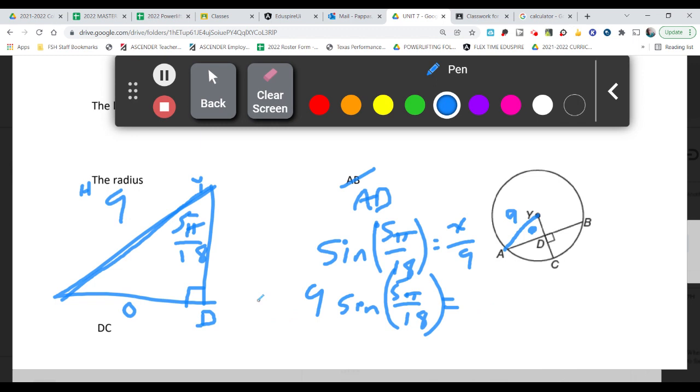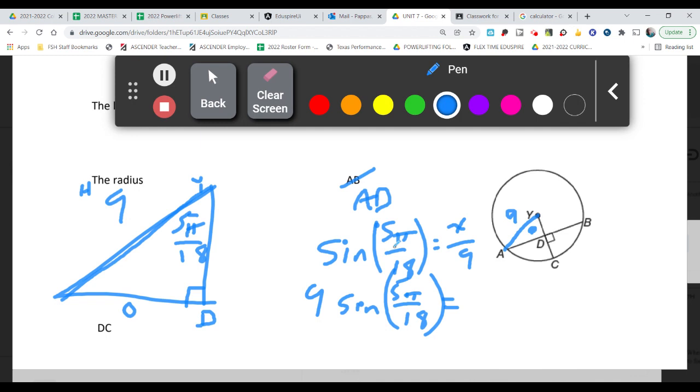All right, and that's what AD is going to equal, okay? When we put this in our calculator, what do we got to make sure our calculator is in? Degree mode? Because this angle was 5 pi over 18 what? It was radians, so what mode should it be in? Radian mode or degree mode? Radian mode, okay? Because our angle is measured in radians, any sine, cosine, tangent, any trig function we got to do in radian mode, okay?